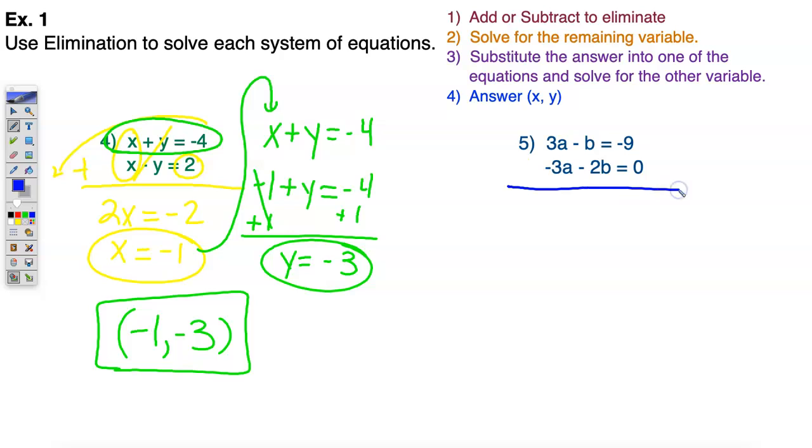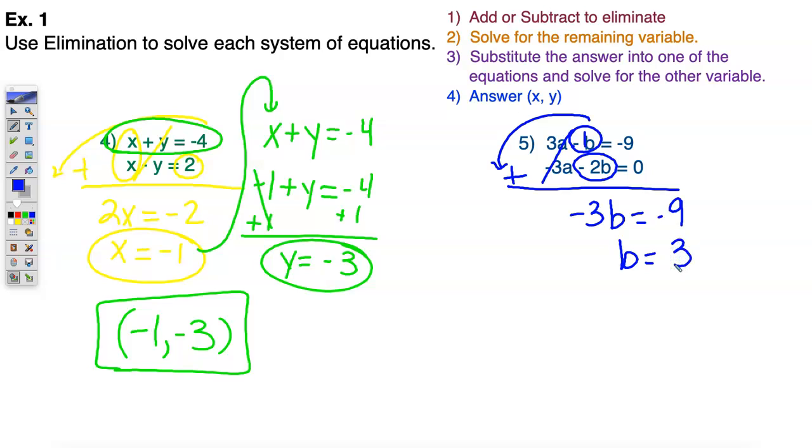I think you'll kind of get the drift after this. So our 3a added to our negative 3a, those will cancel out. And then we have negative b, which is like negative 1b. So if we have a negative 1b and we add it to negative 2b, we get negative 3b. So negative 3b is negative 9. If we divide both sides by negative 3, we end up with b equaling 3.